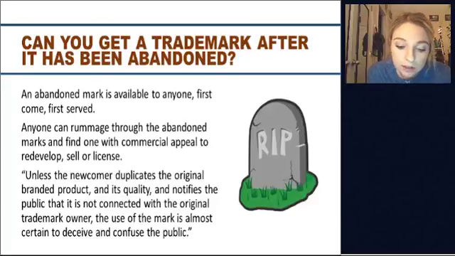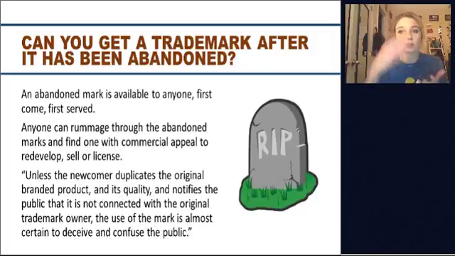Some consumers are drawn to the familiar trademarks and are expecting the same product as before. So this was actually a quote: unless the newcomer duplicates the original branded product and its quality and notifies the public that it is not connected with the original trademark owner, the use of the mark is almost certain to deceive and confuse the public. So if, let's say, McDonald's was to go out of business, I doubt that would happen, but if it did, and then a long time from now someone decided to use the golden arches, people would automatically think, oh, this is going to be like a fast food restaurant. This is going to be fast food, quick and easy, cheap, and this would totally confuse and deceive the public if it wasn't.